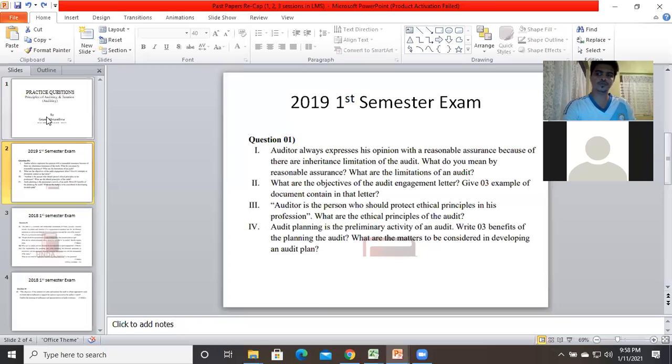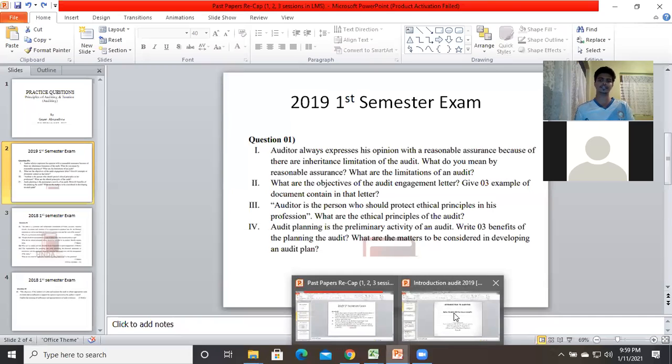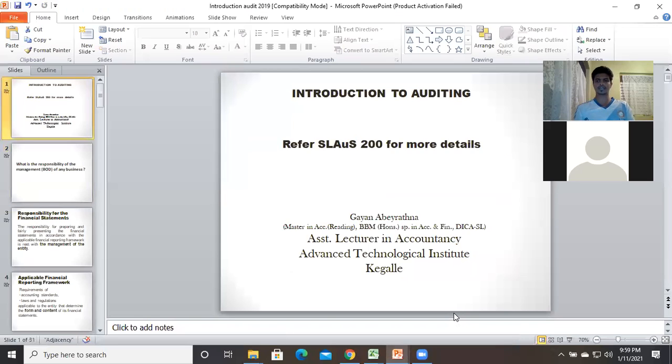Here I have put the 2019 first semester exam paper, question number 1. This paper consists of auditing and taxation. In most cases, 3 questions are from auditing and 3 questions from taxation. Normally the first 3 questions are from auditing. In most cases, the first question evaluates your knowledge regarding the basic concepts of auditing. That means simply the things which we discussed under this material.